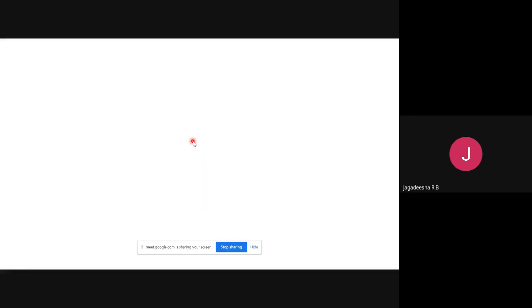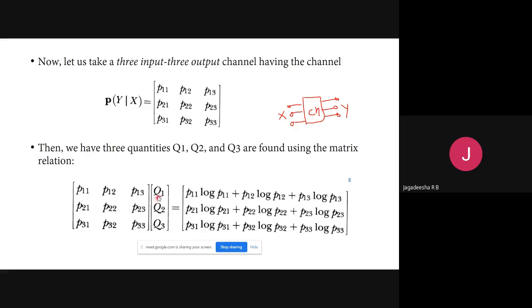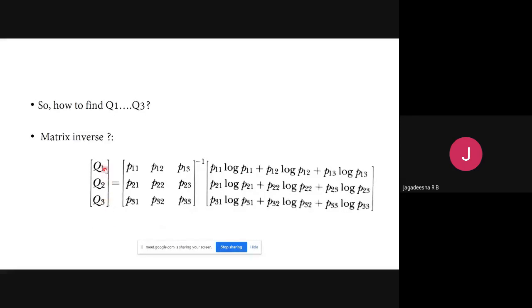So if you want to see here, you want to find Q1, Q2, Q3, because this is the only vector that is unknown. We know all these elements here, as well as all the elements here. Then how to find out Q1, Q2, Q3? Q1, Q2, Q3 is equal to this matrix's inverse multiplied by this matrix, right? You will be taking this matrix, PYX, to the right-hand side. So it becomes inverse of this matrix multiplied by this matrix gives us the values for Q1, Q2, Q3. So that's what is done here. Q1, Q2, Q3 is equal to inverse of the left-hand side matrix multiplied by the right-hand side matrix.